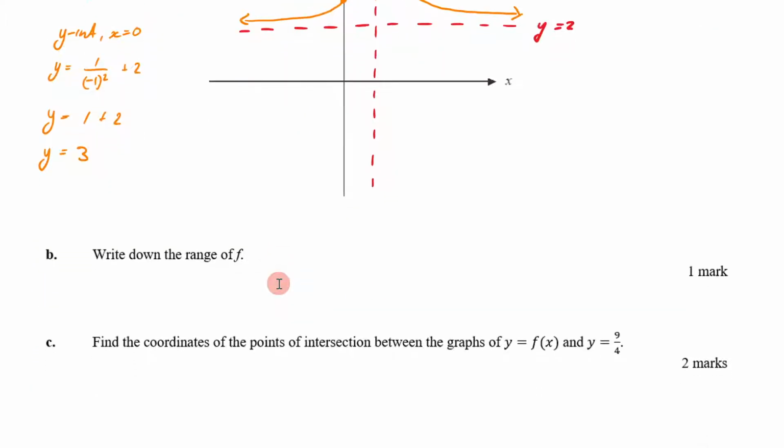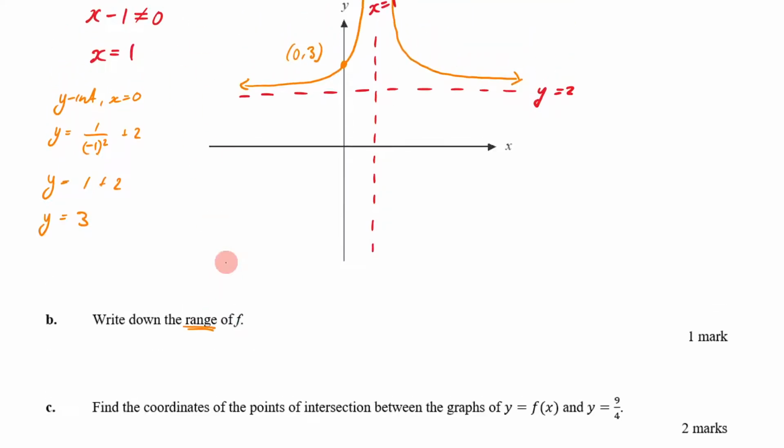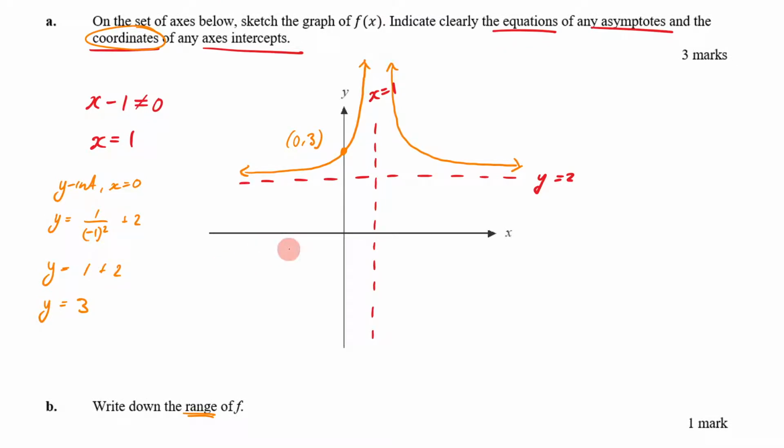So let's now continue on to the next bit, which says write down the range of f. Write down the range. Now, what is the range? What does that mean? Well, the range is simply all the possible y values. So what would be all my possible y values here? Well, hopefully you can see the very first time I get a y value is here. It's everything above y is equal to 2. It exists everywhere above there.